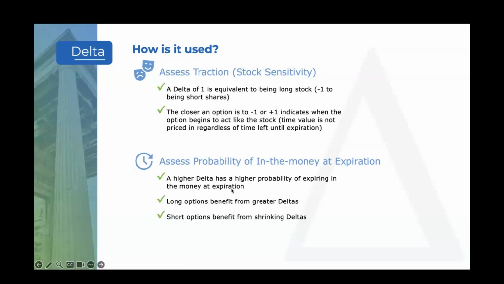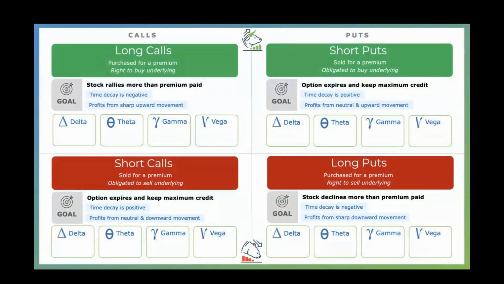A higher delta has a higher probability of expiring in the money because it already is in the money if it has a higher delta, normally. The long options benefit from greater deltas because you want it to move closer to 1, and short options benefit from shrinking deltas because you want it to get closer to 0. That's why when we talk about covered calls, we talk about those smaller deltas, because we want to make sure that we have a probability of it expiring out of the money. So that's when it realizes its maximum profit potential.